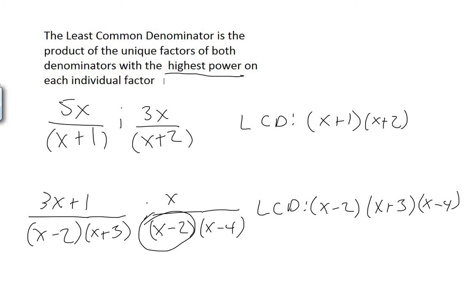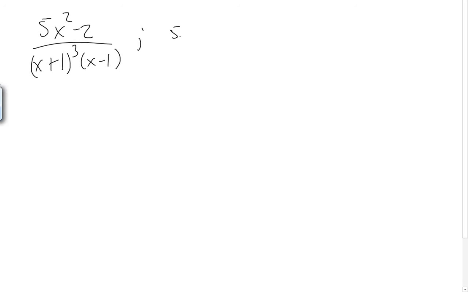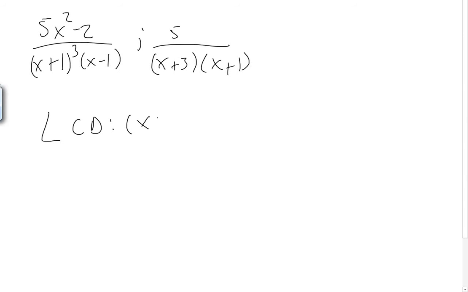But if I gave you, say, something like, let's just take (5x squared minus 2) over (x plus 1) to the third (x minus 1), and 5 over (x plus 3)(x plus 1), then in this case, the LCD is not only (x plus 1) times (x minus 1) times (x plus 3), because these are the unique factors. There's an x plus 1, an x minus 1, and x plus 3.